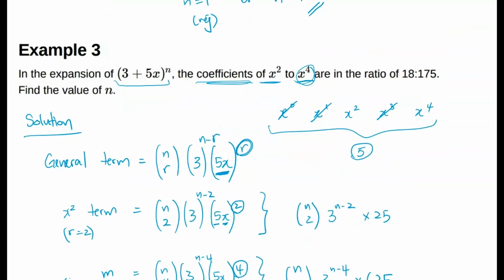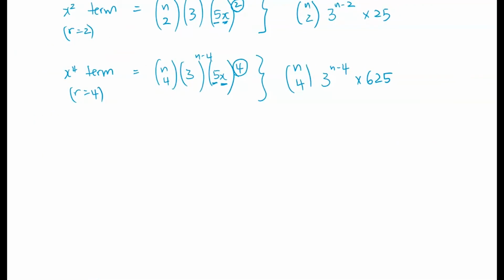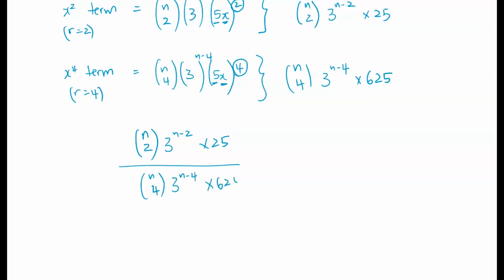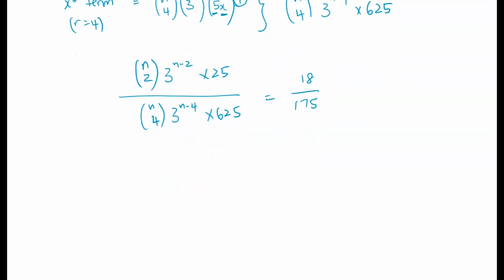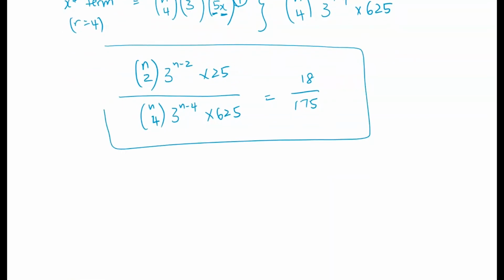The question says that the coefficients of x squared and x to the power 4 are in the ratio of 18:175. We will write that ratio as a fraction. So I can say n choose 2, 3 to the power of n minus 2 times 25 over n choose 4, 3 to the power of n minus 4 times 625. 18:175, I will change it to a fraction, 18/175. Now I have one equation. In this equation, there's only one unknown, which is n. So we can solve the equation, but we need to do some manipulation first.